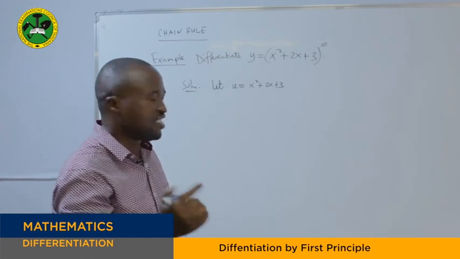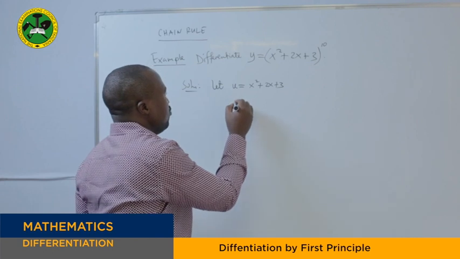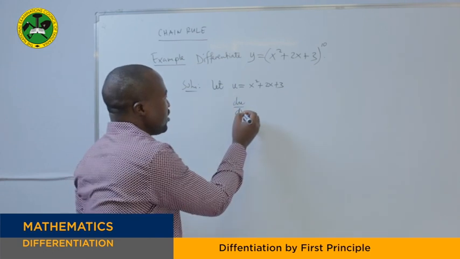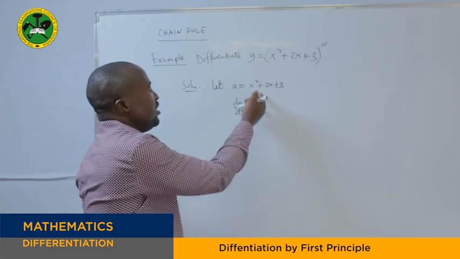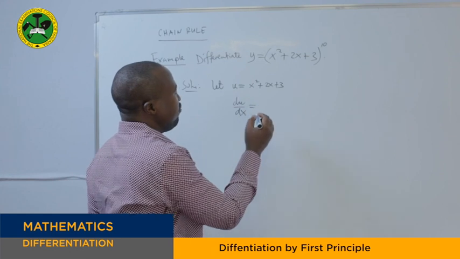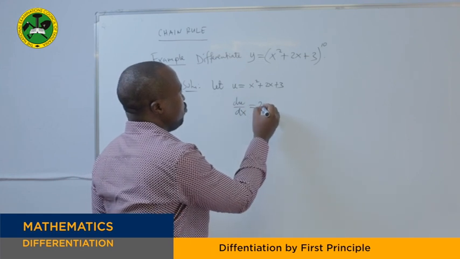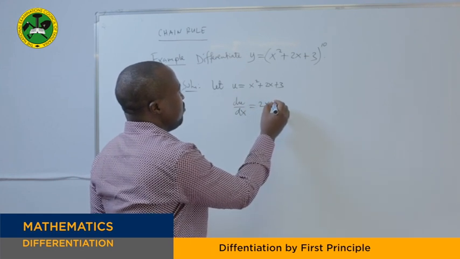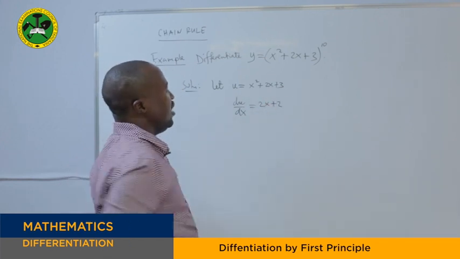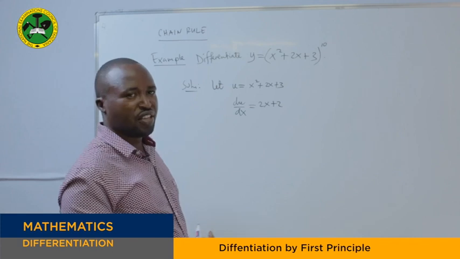Now, in this case, we just find du over dx. Why? Because we are having two variables, u and x. Now, on differentiating u with respect to x, we have 2x plus 2. On differentiating this function, we have 2x plus 2.